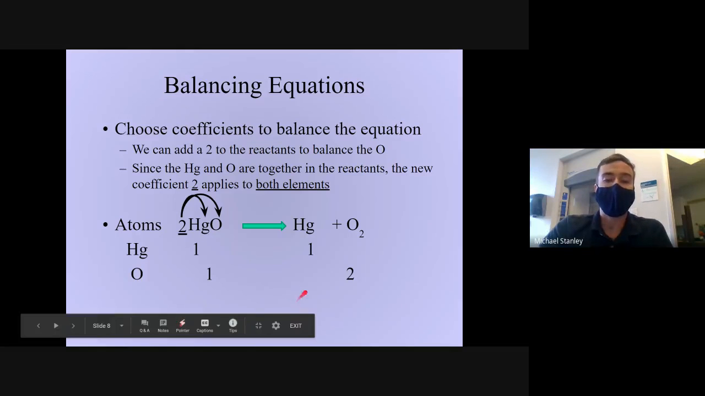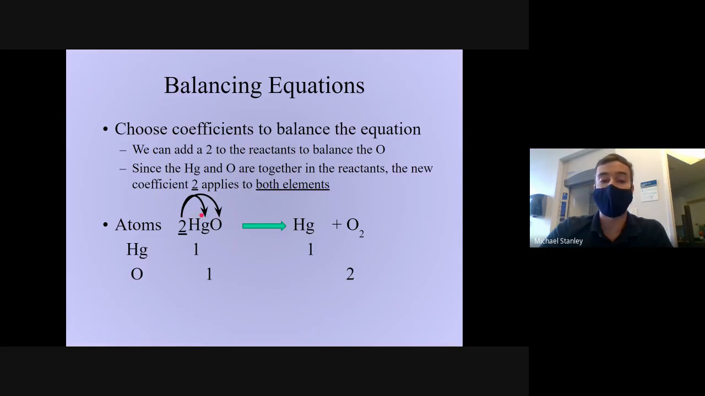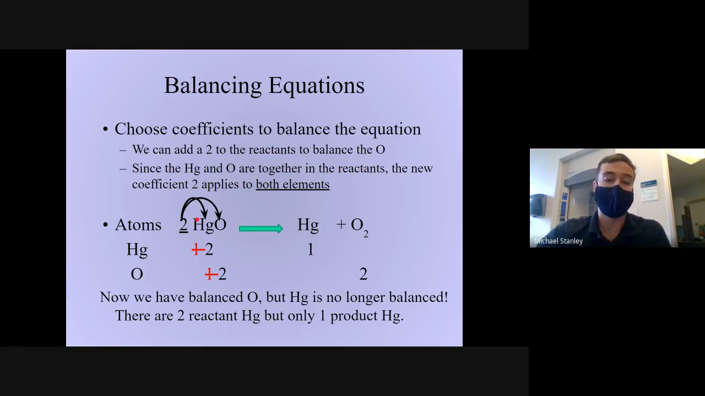My thinking is that we have 2 oxygens over on this side. So if I make it so that we have 2 oxygens over on this side, maybe I can make this equation balance out. So if I want this O to be a 2, I have to put a 2 in front here. So luckily, this now gives me 2 O's on the reactant side, so that's good. But unfortunately, since this 2 is here, I also have 2 Hg's as well.